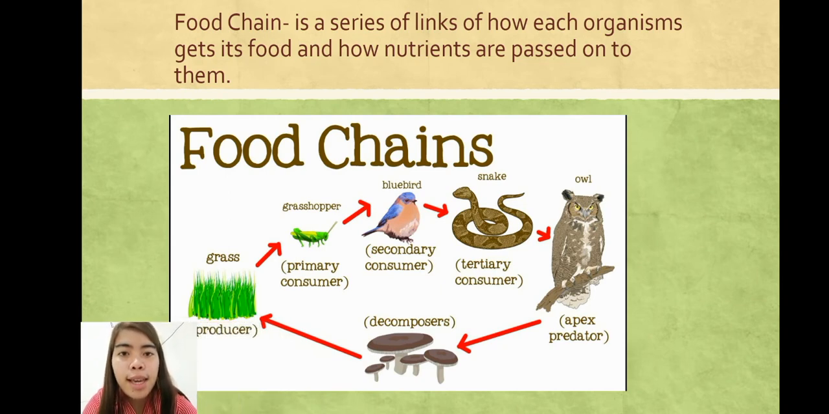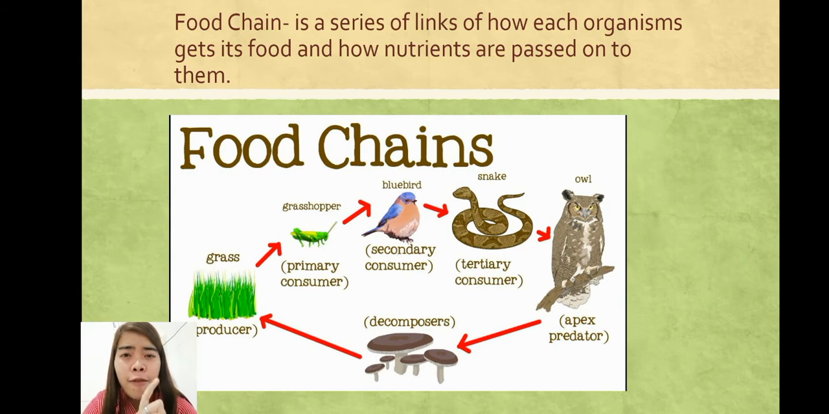So as you can see, the very first is the producer, which is the grass. Okay, followed by the primary consumer, the grasshopper. Then, the bluebird, which is the secondary consumer. The snake, the tertiary consumer. The apex, the owl, the predator. And the decomposer is the mushroom.